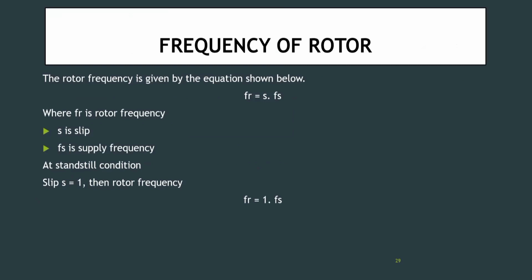Frequency of the rotor: normally, when I give a frequency F, that is the frequency of the stator, but you can also calculate the frequency of the rotor as Fr equal to S times Fs, where Fs is the frequency of the stator. Whenever the slip is equal to 1, when will it happen? When we have the motor at standstill condition. Remember this, please note it down.